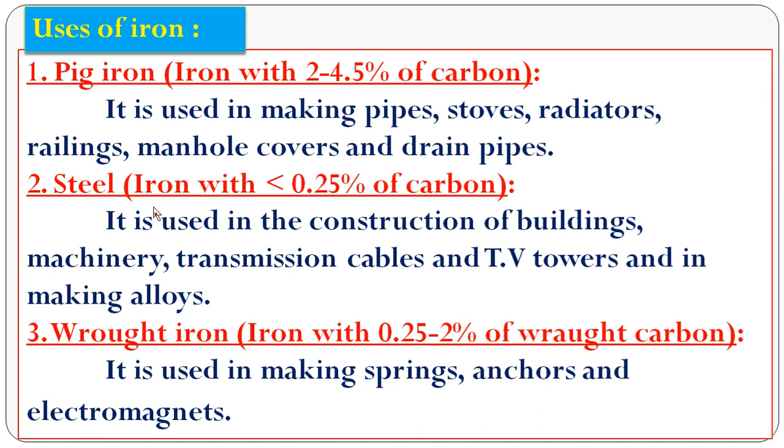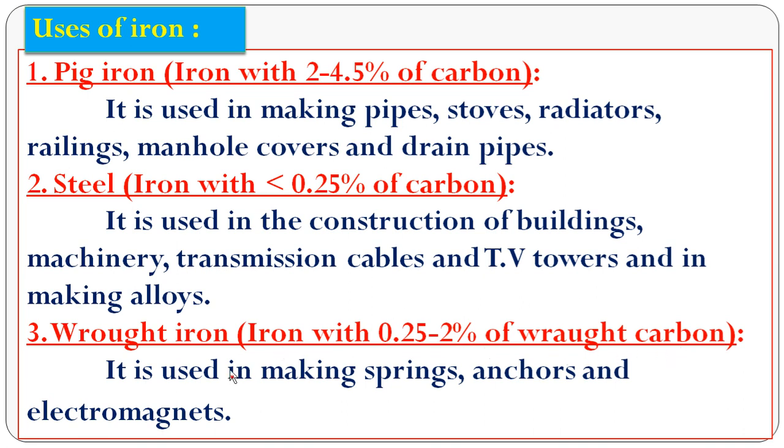The next one, steel. You have already used the stainless steel scale, and this stainless steel contains iron and some other impurities, some other metals also. Here less than 0.25% carbon. And steel is used in the construction of buildings, machinery, transmission cables, TV towers, and also in making alloys, stainless steel alloys. The third one, wrought iron. Wrought iron means it contains carbon content 0.25 to 2%. So it is a wrought iron.